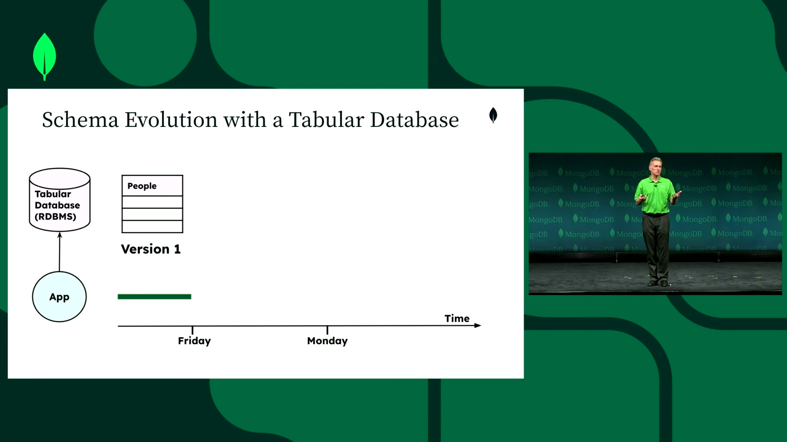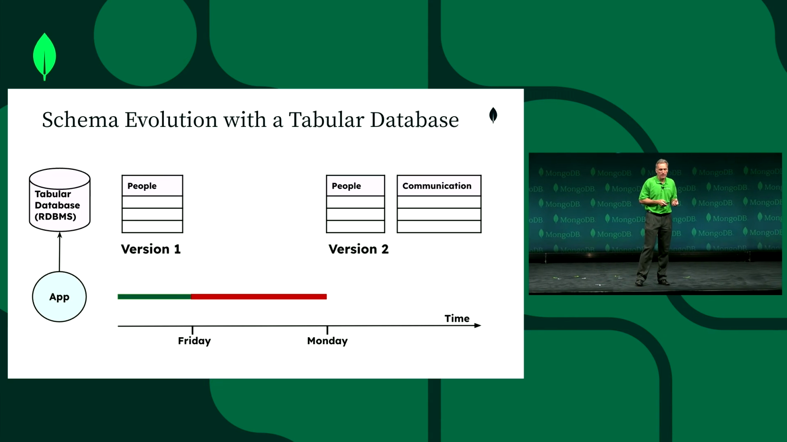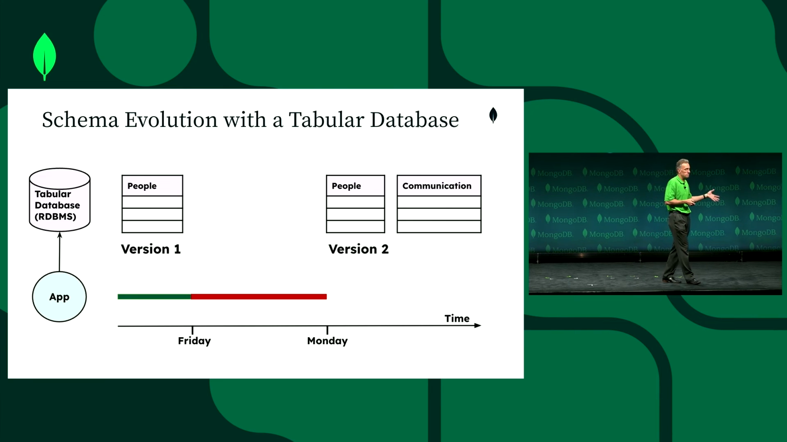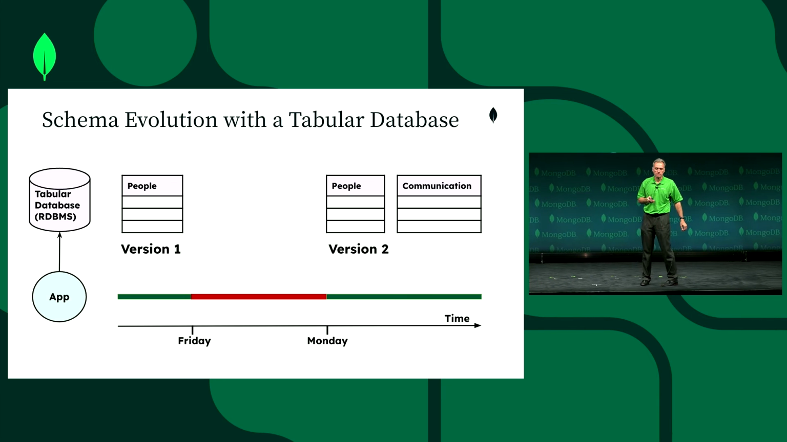So traditional updates in a relational database will look like that. On Friday evening, we're going to bring the system down. And then on Monday, we would like to have something like that. So we're going to migrate some data, create a new table, reformat things. If things go wrong, we're going to go back. If things go well, we're back online.